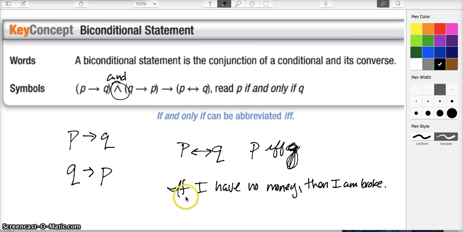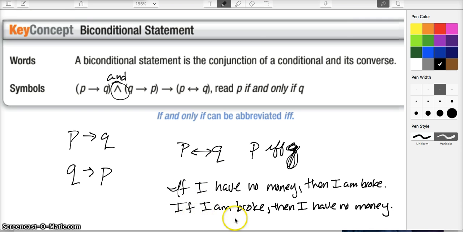So how about this one? If I have no money, then I am broke, right? That's true. And then I could say it the other way. If I am broke, then I have no money. Both of these are true statements. And so this is the statement and this is the converse. And then I can say, okay, well, both of these are true. If I have no money, then I am broke. If I am broke, then I have no money.